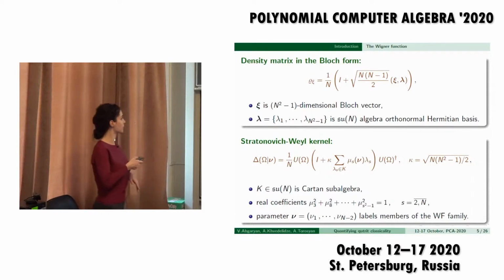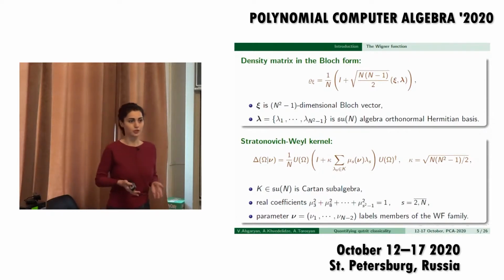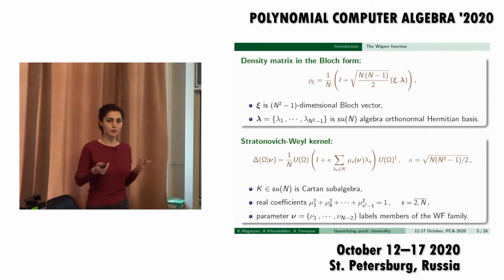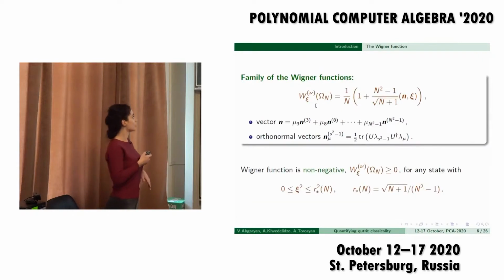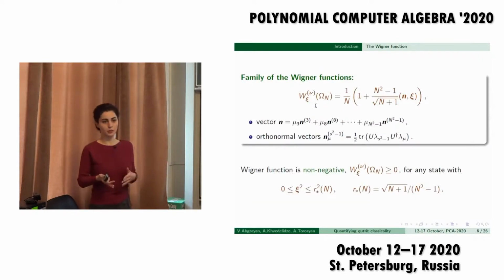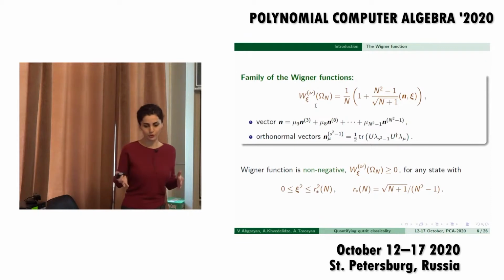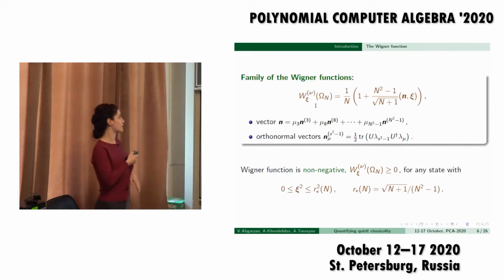This k is in the Cartan subalgebra, and real coefficients mu live on the n-2 dimensional sphere. So we have to have n-2 parameters to speak about the Wigner function. So having these two ingredients, one can compose a Wigner function, and the dependence of the Wigner function on the so-called moduli parameter, the zeta, is encoded in this vector n.